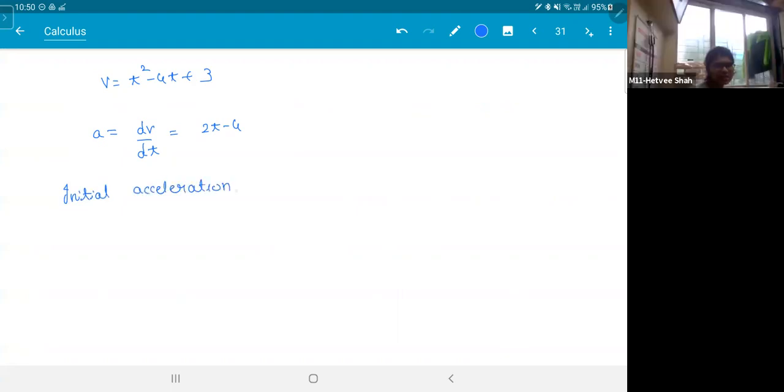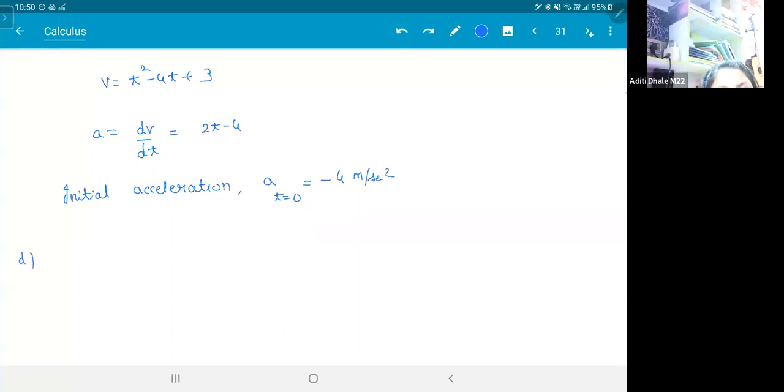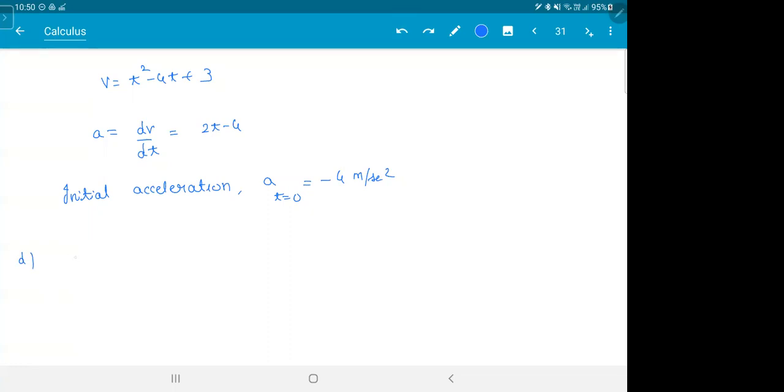We have to do acceleration also, no? What is acceleration? dv by dt. Velocity, you got t square minus 4t plus 3. What is acceleration? dv by dt, which is 2t minus 4. So at t is equal to 0, initial acceleration is what? Minus 2 meters per second square. Minus 4, no? At t is 0 it's minus 4, no? Yes. And the fourth part is what?